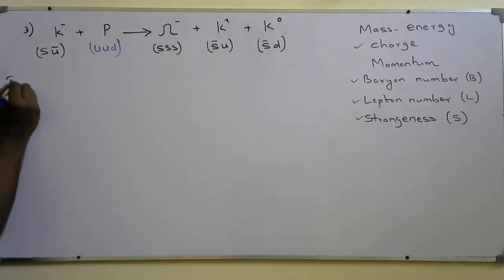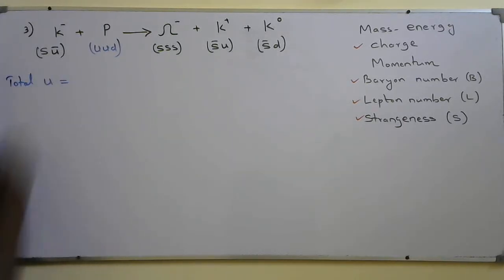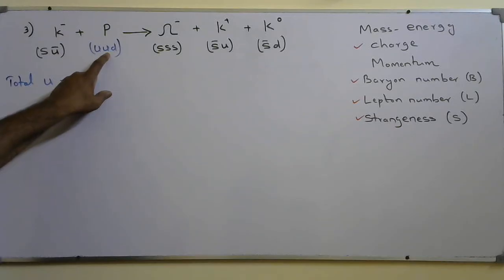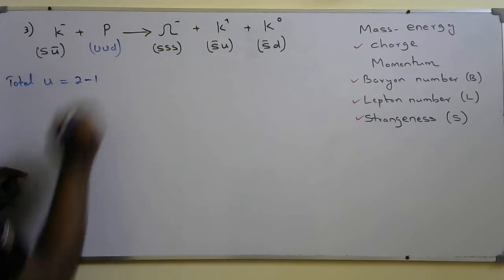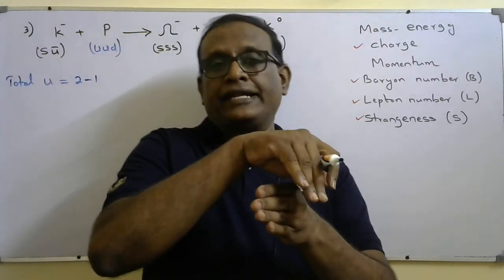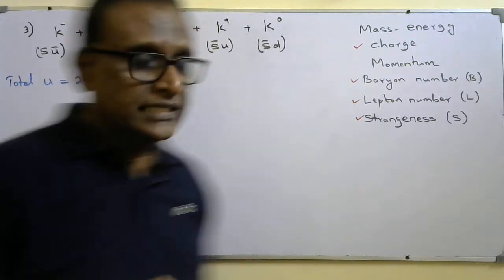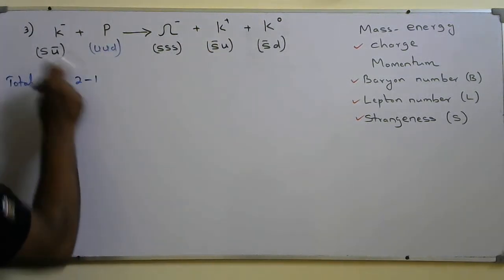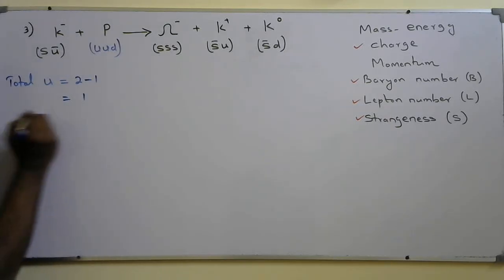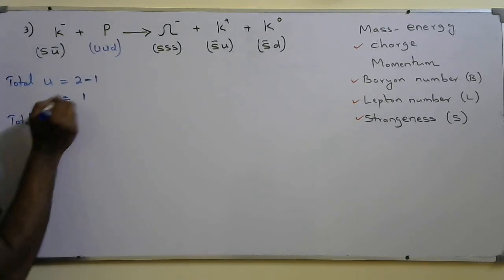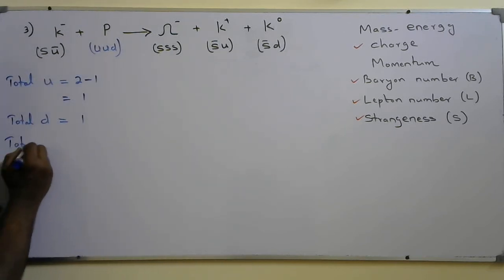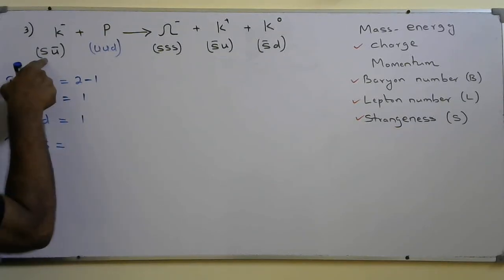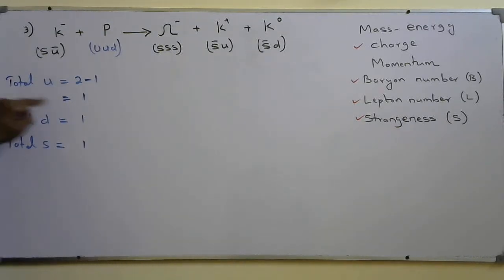So before interaction, total U quark. How many U quarks are there? Here 1 plus 1, 2. Here anti-U quarks. So 2, 1 plus 1, 2, minus 1. I told you, if there is a quark and the same type of antiquark, you should subtract the antiquark from the quark numbers. So 1 plus 1, 2, minus 1, that is equal to 1. Total number of U, 1. D quarks, how many D quarks are there? Just 1. Total S. How many S quark? 1. Okay, so total U 1, total D 1, total S 1 before interaction.